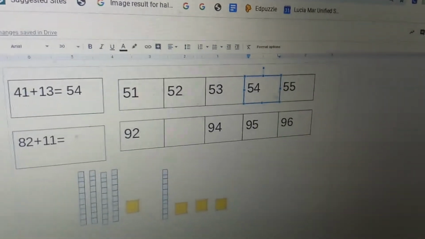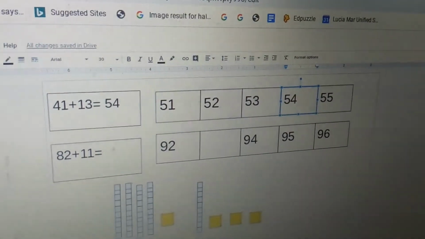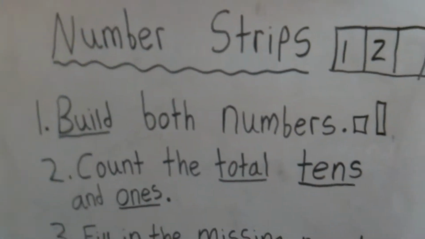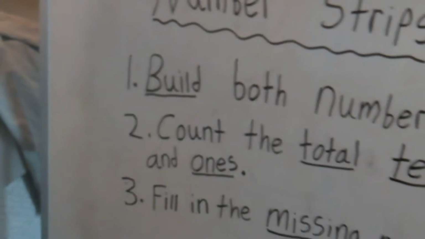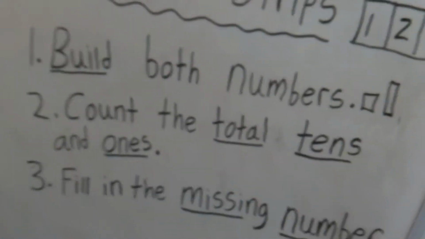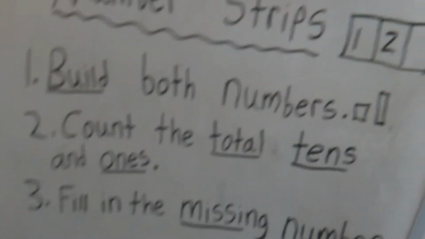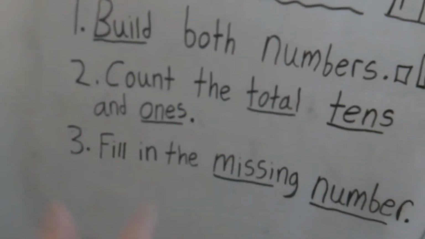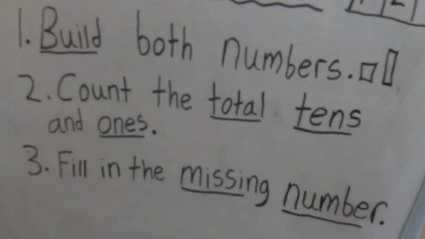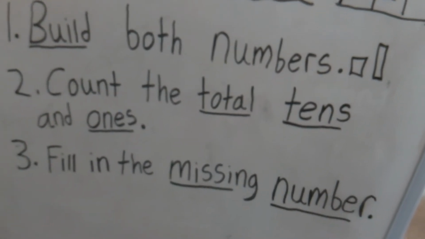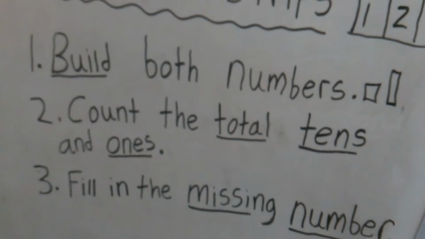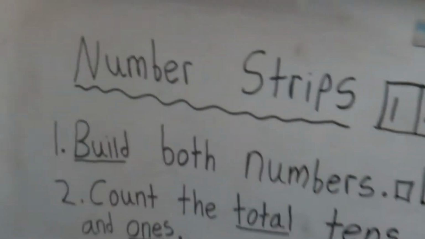You guys did a great job watching me complete our 3 steps. So what you saw me do was the following. First, you saw that I built both numbers. Step 2, I counted the total tens and ones to find my sum. And finally, step 3, by finding my sum, I was able to fill in the missing number on our number strip. Now, let's see if we can do one together.